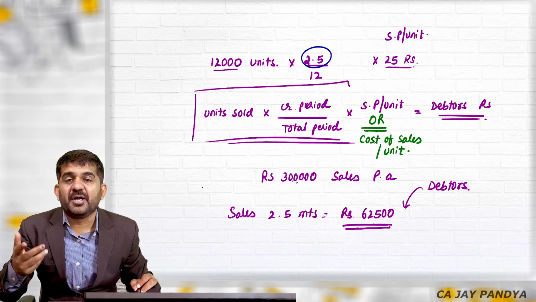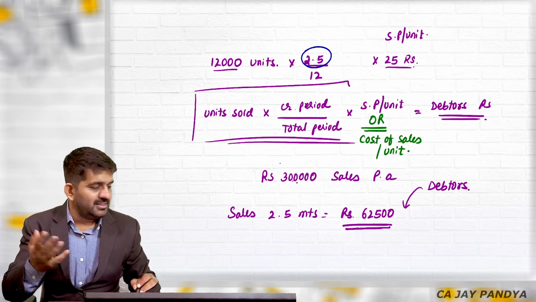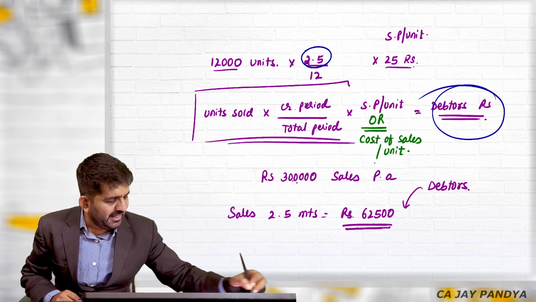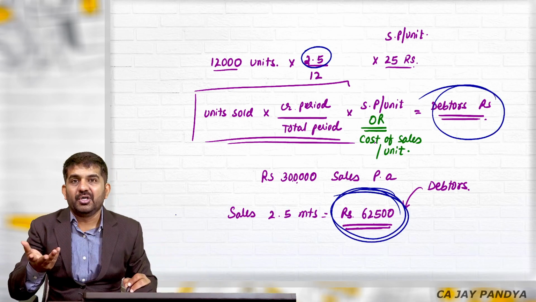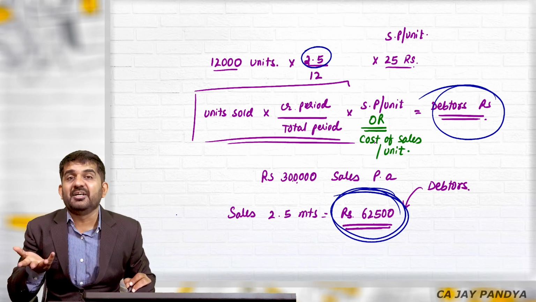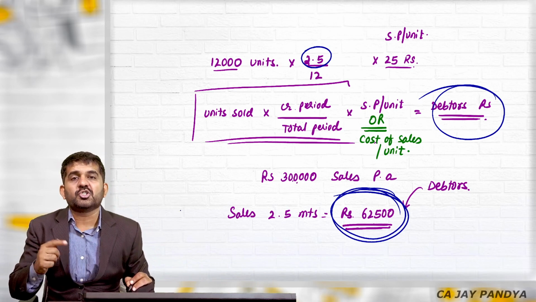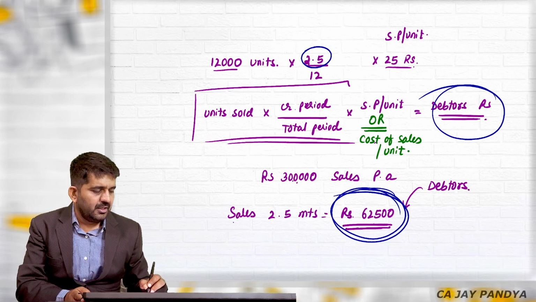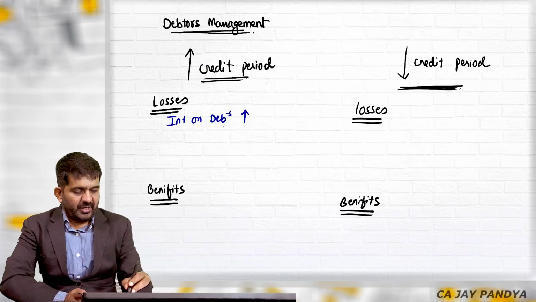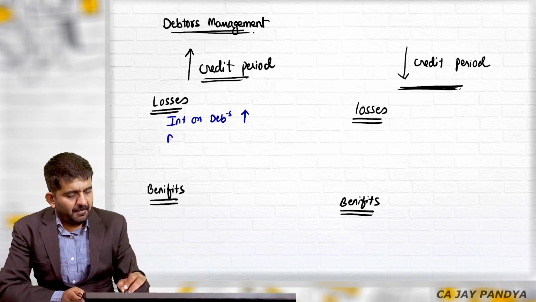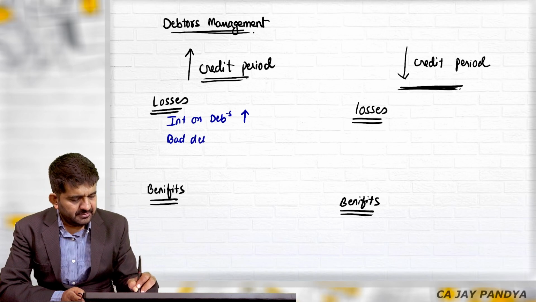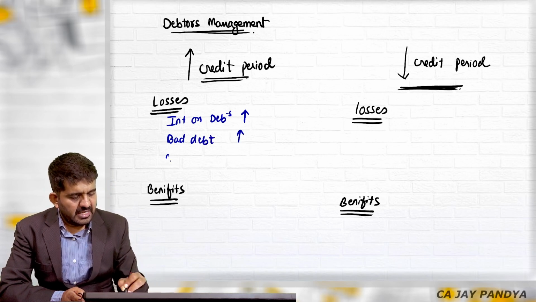Instead of 2.5 months, say it was 6 months. My investment in debtors will increase. I will have to take more loan. So I will incur more interest, and that interest cost on increased debtors will be my loss. So I have written interest on increased debtors. My bad debts would increase and my collection cost would increase.